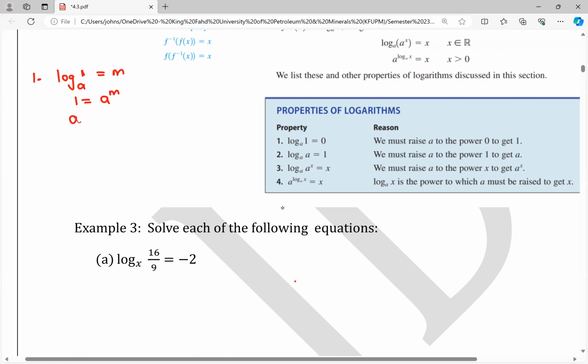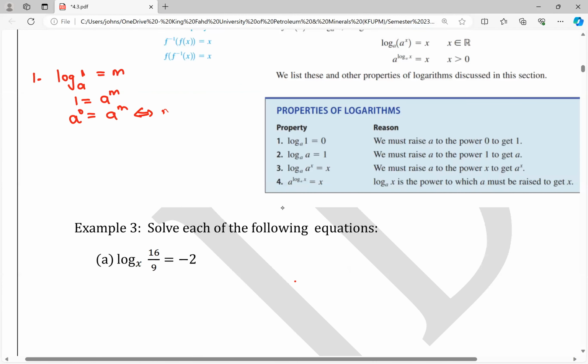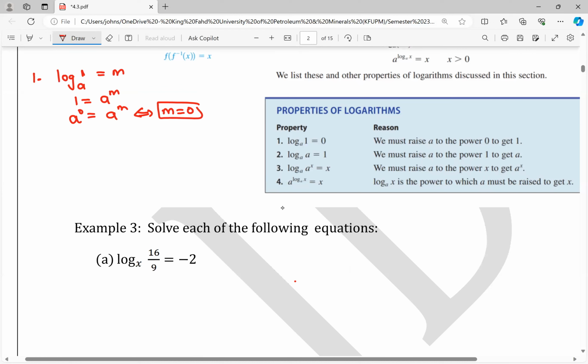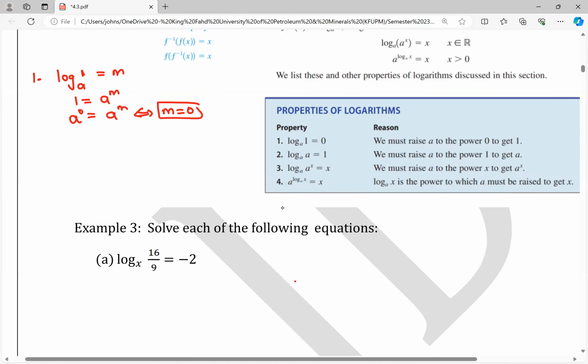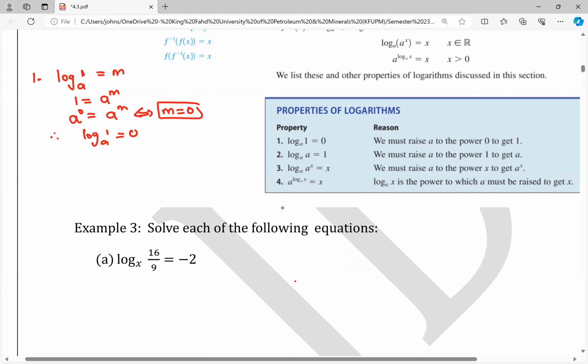Therefore, 1, you can write it as a to power 0 is equal to what? A to power m. Because they have the same base, m has to be 0. So you can conclude that m is 0. It means that log to base a of 1 is equal to 0, right?